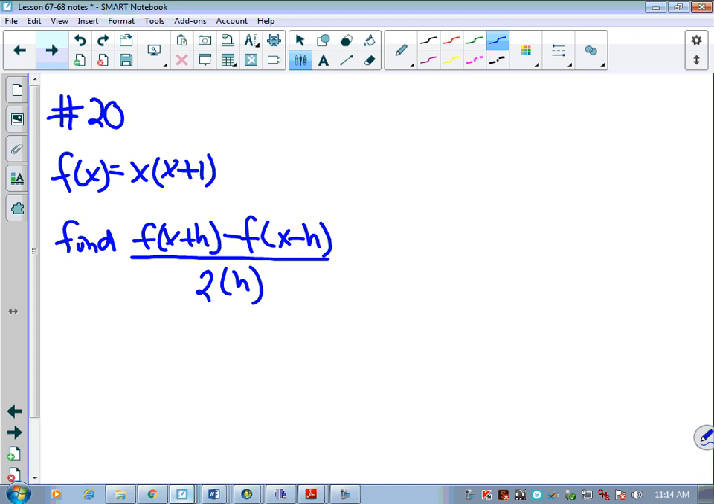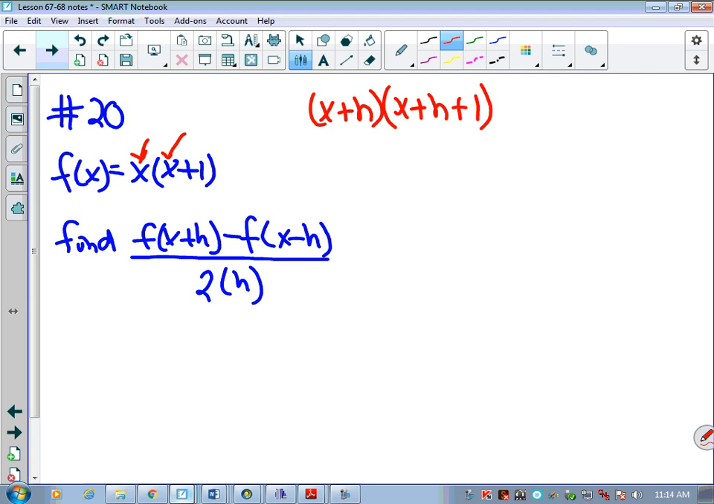First thing I'm going to do is find f of x plus h. Then we're going to find f of x minus h. Then we're going to subtract them. Then we're going to divide by 2h. So we're going to substitute in x plus h everywhere I see x in f of x. We start off with x plus h times x plus h plus 1.